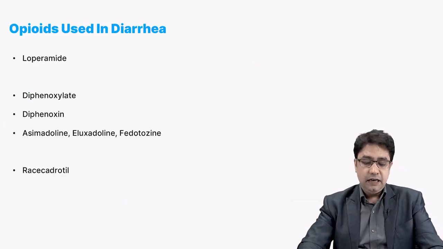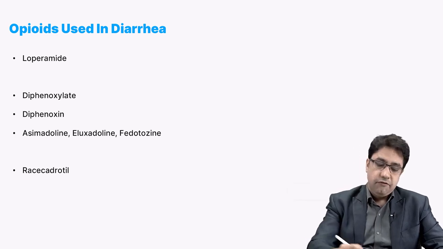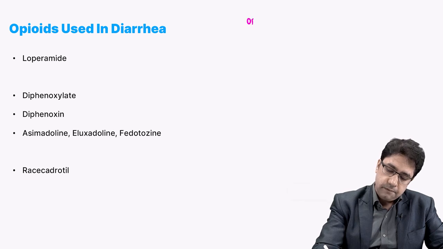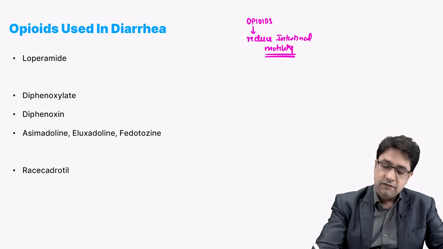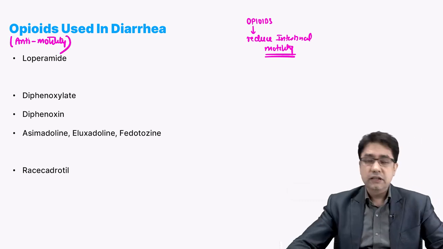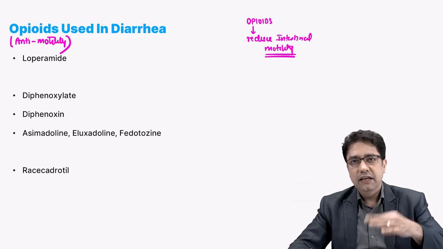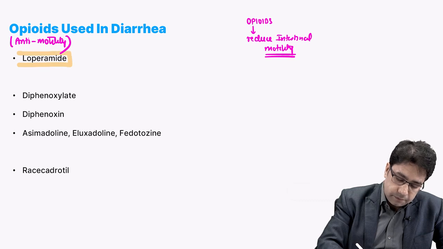Now, keeping this in mind, we know that opioids produce constipation. Why? Because opioids reduce intestinal motility or intestinal peristaltic activity. That is why opioids are anti-motility drugs. Because they are anti-motility drugs, opioids are given in the treatment of diarrhea. And the first drug is loperamide.